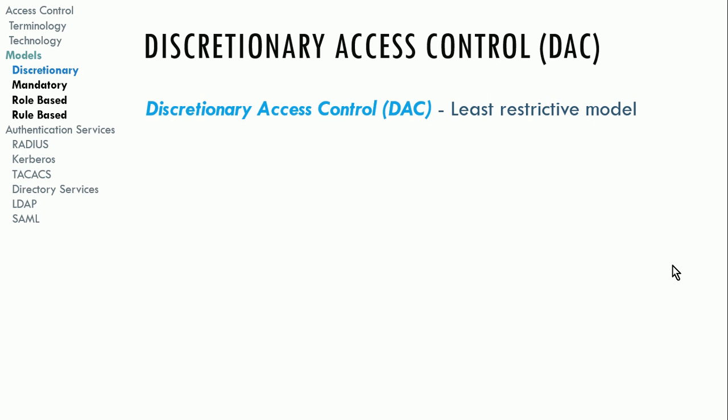So discretionary access control is the least restrictive model. Every object has an owner who has total control of that object. So that means any object always has an owner, and that owner has complete control. They can do whatever they want with that object. They can grant control to anyone. They can restrict access to anyone they want. So they have the control.